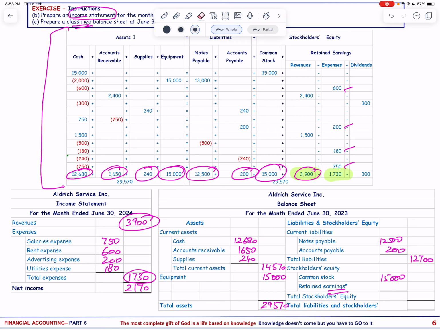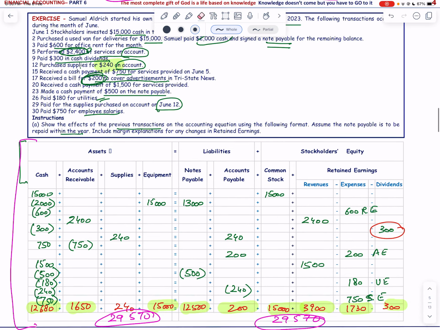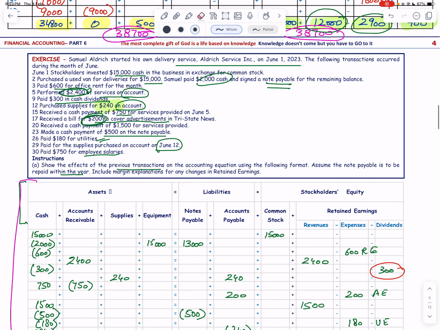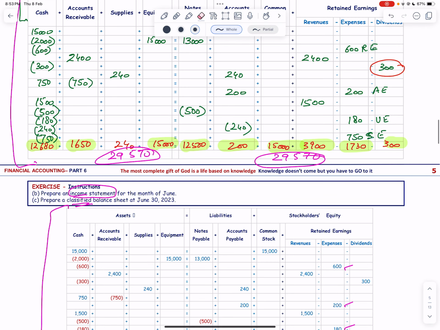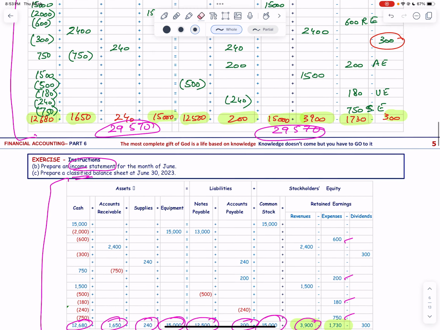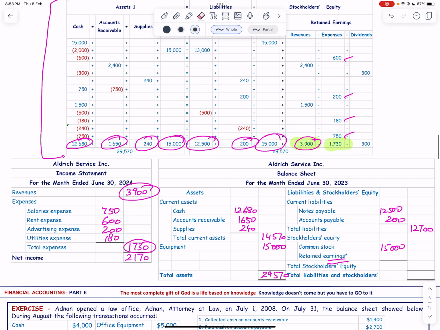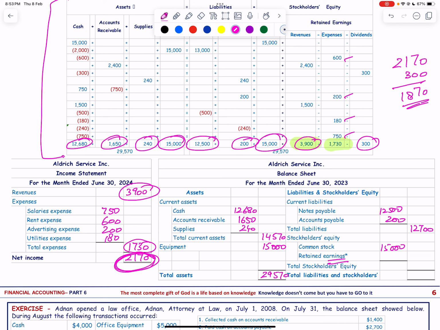Is there any beginning retained earning? Okay. So when we say, we have the net income of 2170, and from this we will subtract the dividend of 300, so that is equal to 1870.